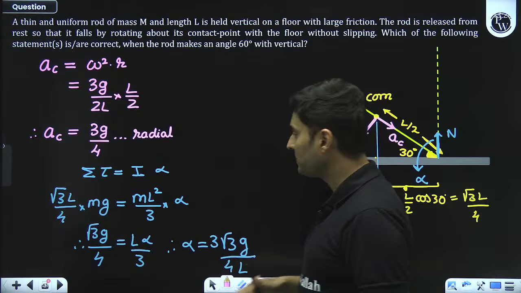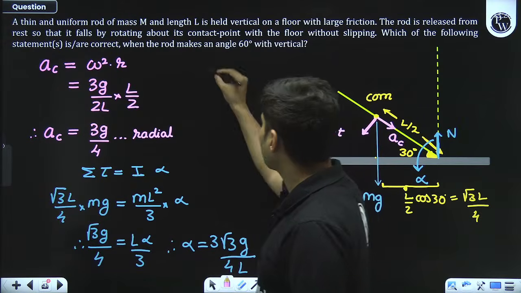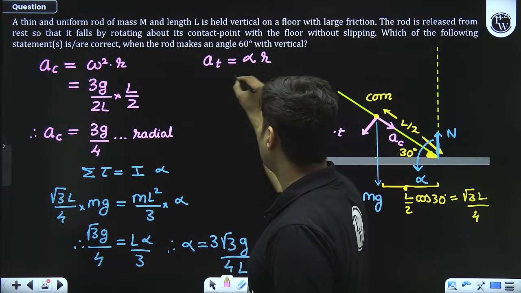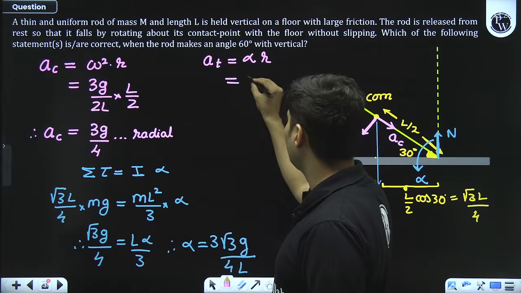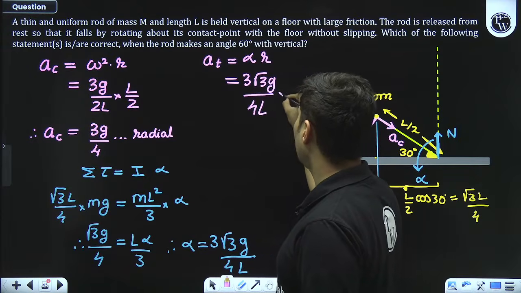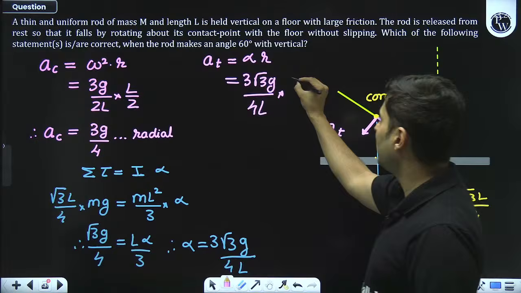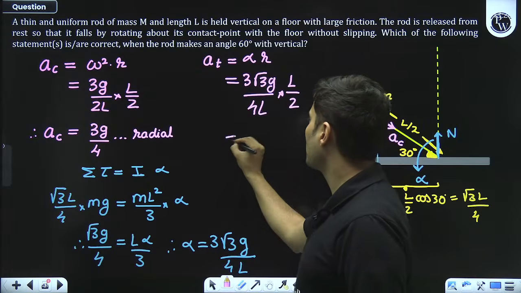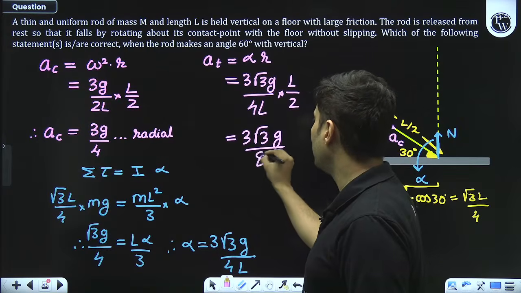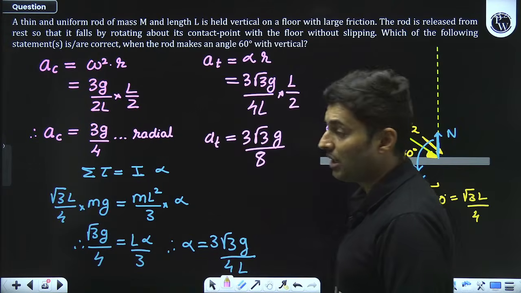So let's do this. From here we got alpha. So how much will be the tangential acceleration? Alpha into r. Alpha is 3 root 3g by 4l. So 3 root 3g divided by 4l into r. R is nothing but l by 2. Okay, l is there, 2 is there. So this will be 3 root 3g. L, L went, 4 2s are 8. So that is your tangential acceleration.